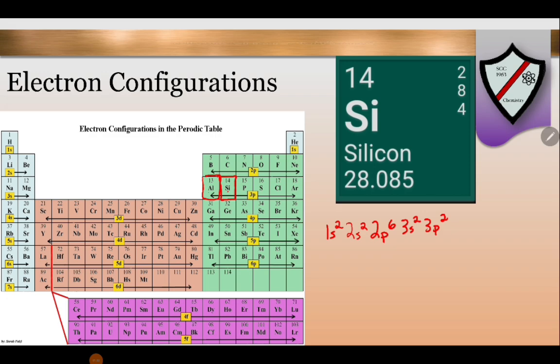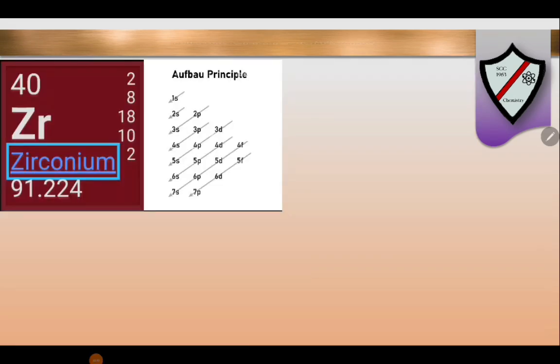So the electron configuration for silicon is 1s2, 2s2, 2p6, 3s2, 3p2.